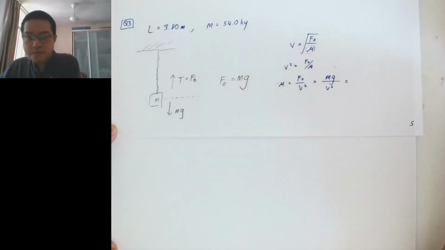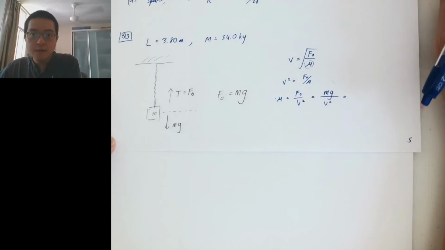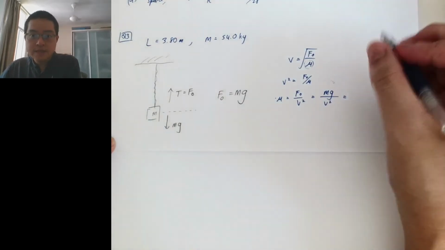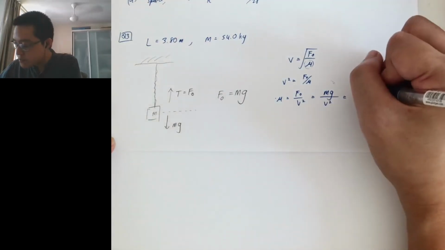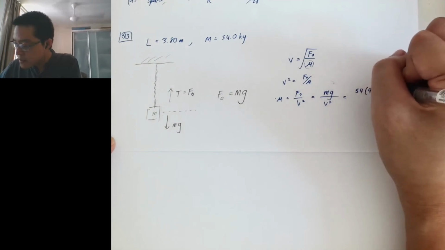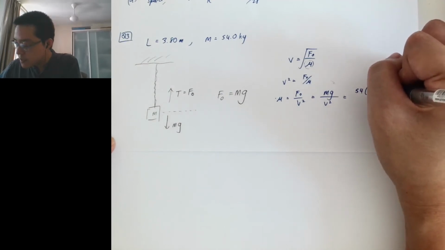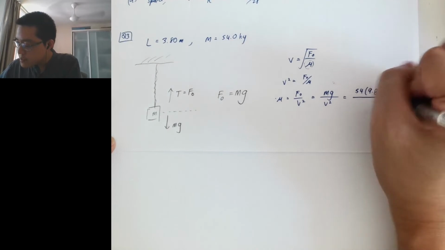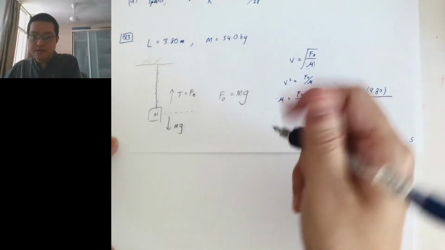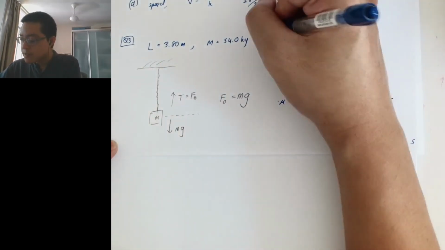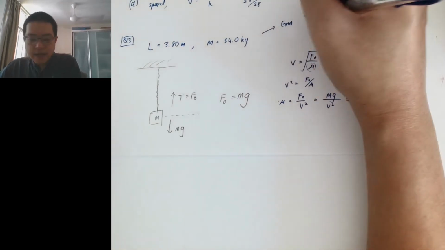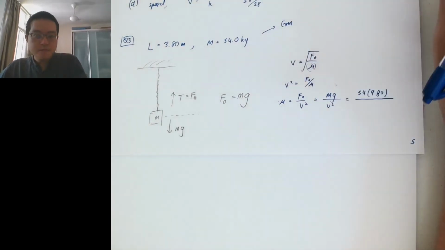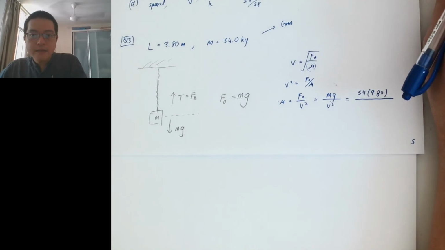So what is the mass per length? We are given the mass. The mass is 54 kg, so put 54 here. Gravitational acceleration is 9.8, and then the speed. Just now, according to what we said, given the time taken is 0.0942 to travel from bottom to the top.